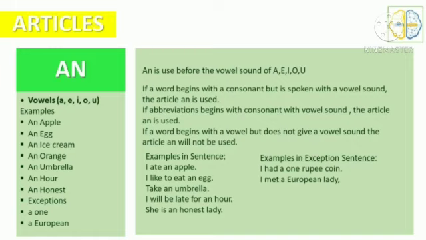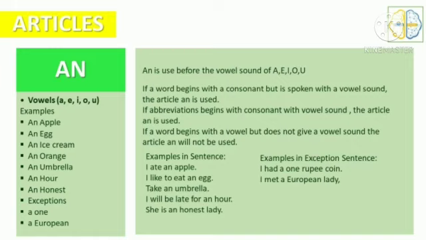An apple, an egg, an ice cream, an orange, an umbrella. Here in umbrella the sound of U is like O. Okay. So apple starts with A, egg starts with E, ice cream I, orange O, umbrella U, and these are the vowels. There are a few more examples.